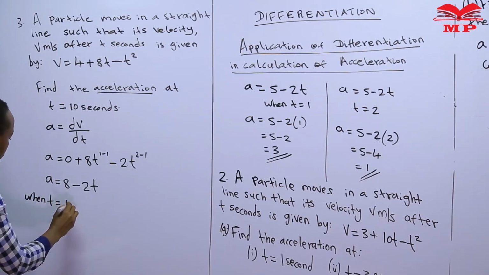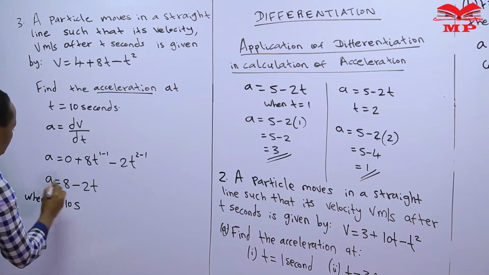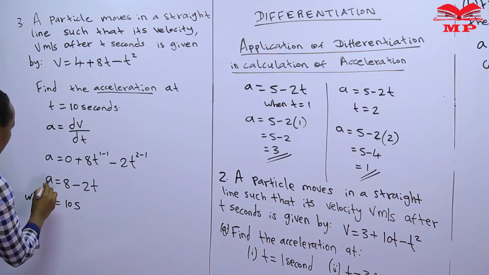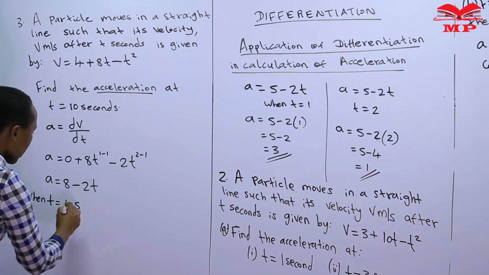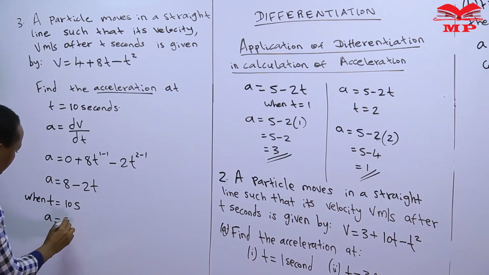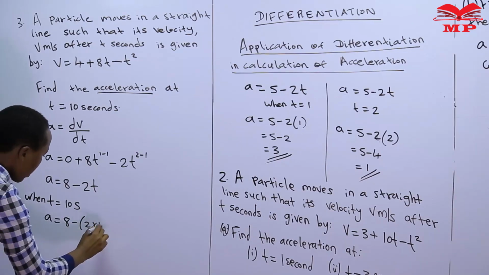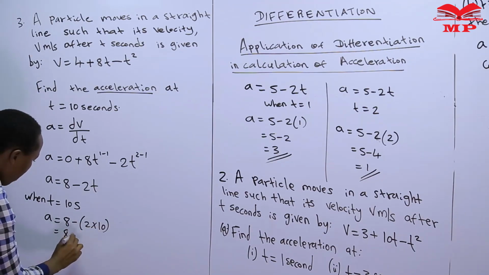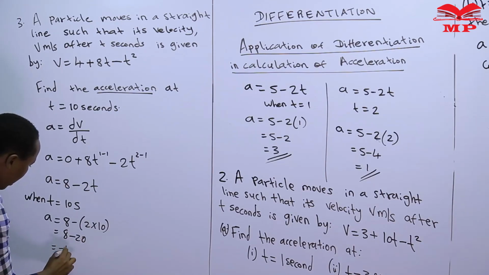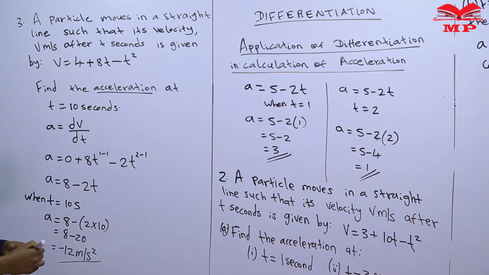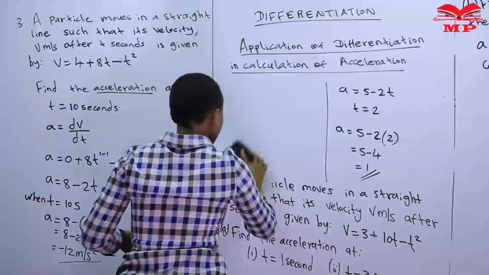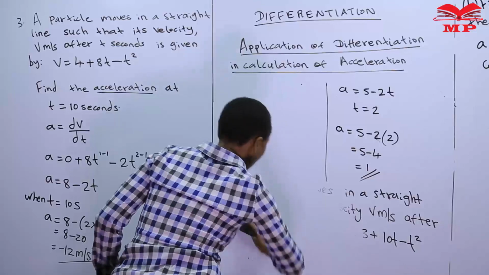So when t is equal to 10 seconds, we are going to equate acceleration to this, where t we substitute with 10 seconds. So our a will be 8 minus 2 times 10, which will be 8 minus 20. That is negative 12 meters per square second. So our acceleration is negative 12 meters per square second.